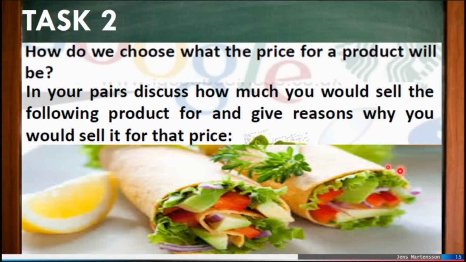Here goes the next task. You see a product over here. This looks like a shower, right? So what you need to do is, how do we choose what the price for a product will be? In your pairs, discuss how much you would sell the following product for and give reasons why you would sell it for that price. Both of these tasks will be discussed using the Padlet. The link will be shared with you. You can type in for task 1 and you can share an audio for task 2 as it's a discussion.